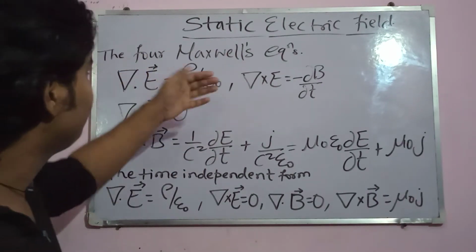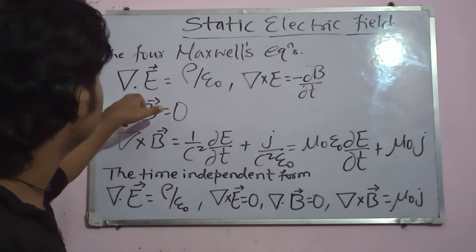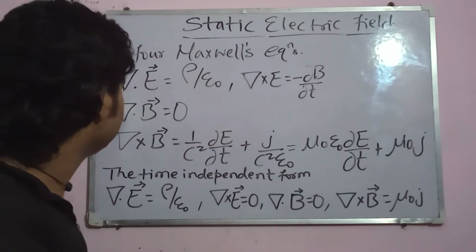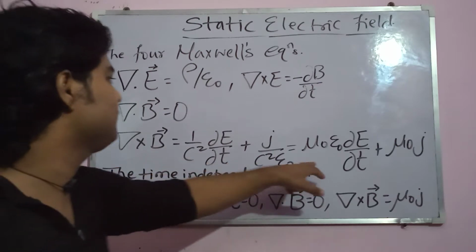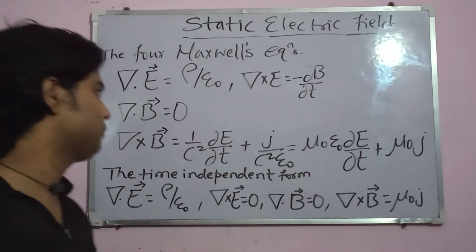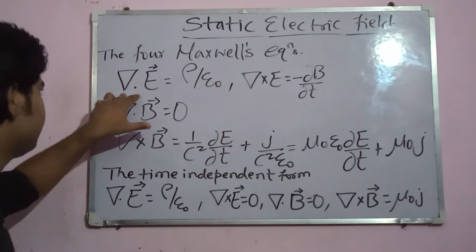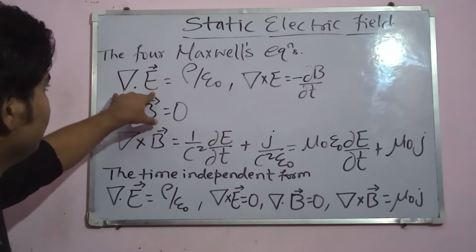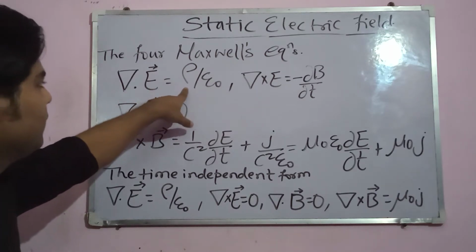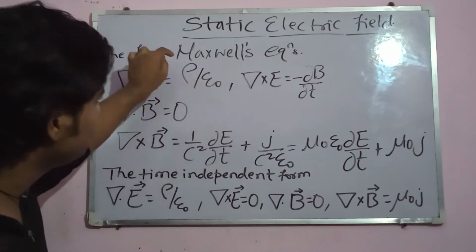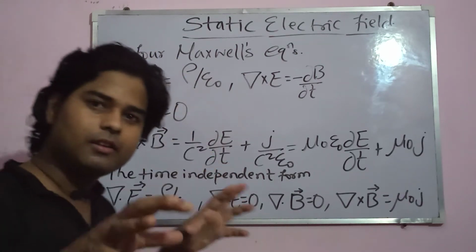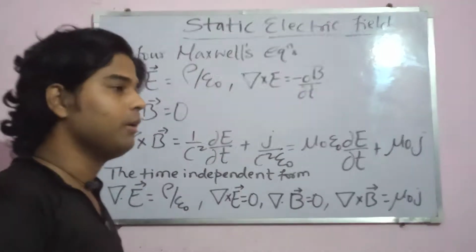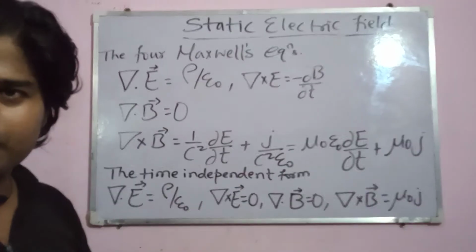First we start with the four Maxwell equations. These are the four Maxwell equations: the first equation, second equation, third equation, fourth equation. And this is the expansion of the fourth equation. The first equation tells us that the divergence of the electric field is equal to rho by epsilon naught. Here rho is the charge density. The static charge density rho means total charge by total volume of the setup.